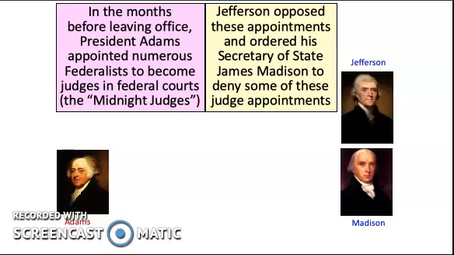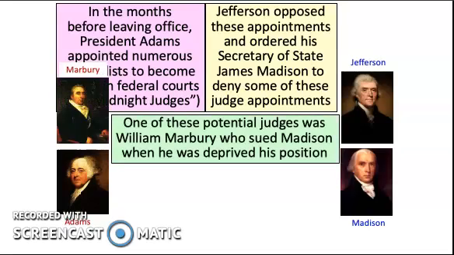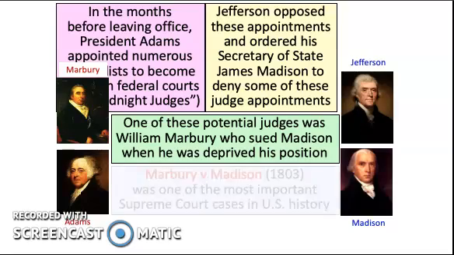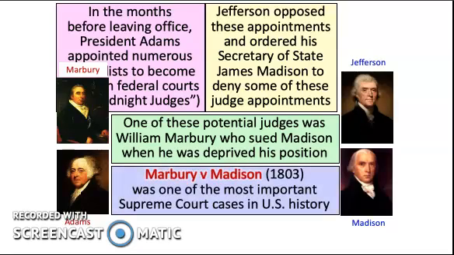Well, anyways, Jefferson orders his Secretary of State, James Madison, to deny some of these judicial appointments that he's supposed to deliver. One of them was a guy named William Marbury. And Marbury does the American thing. He sues Madison when he was deprived of his position, when Madison refused to bring the document saying that he had been appointed to him and giving him this appointment. The court case becomes known as Marbury v. Madison, which is how court cases are usually listed. You've got the plaintiff followed by the defendant, the person that is suing, followed by the person being sued.